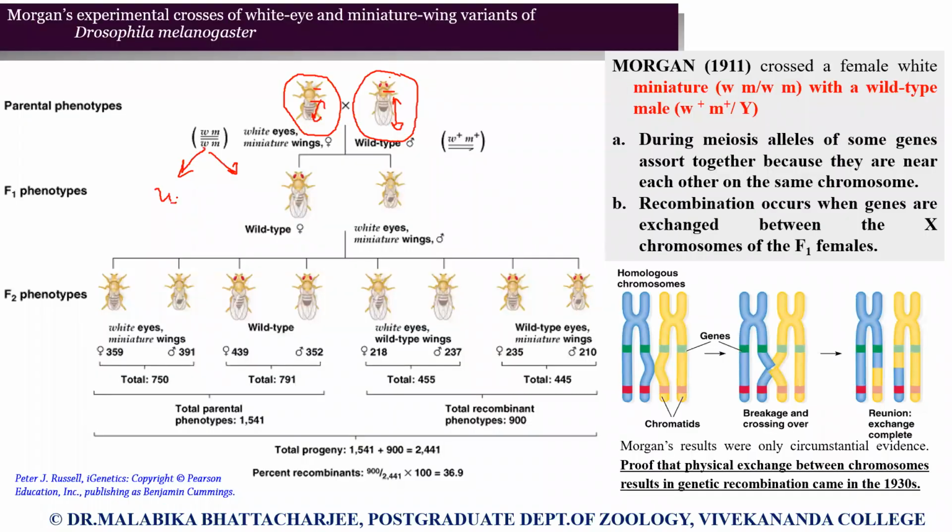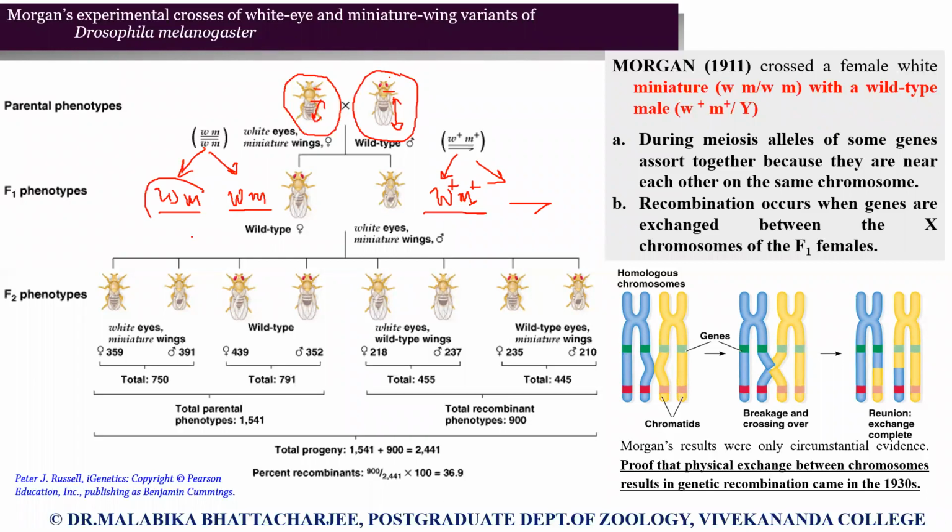We have two different gametes, W, M, and again a W, M. These are the two gametes we are getting. And from this fly, what are the two gametes we will be getting? We will be getting a W. This is the wild type W plus, M plus, and this is the Y chromosome. So now if these gametes are crossed, what will he get?